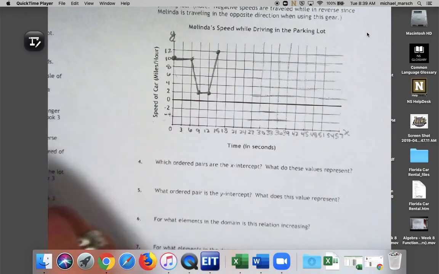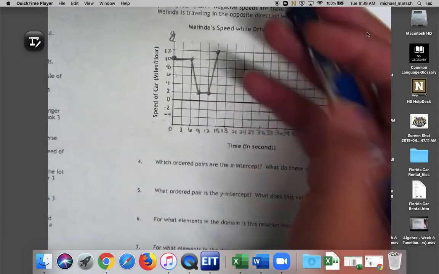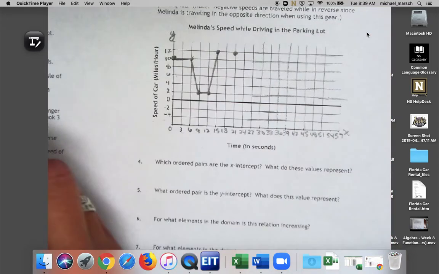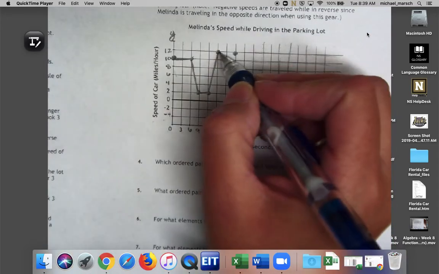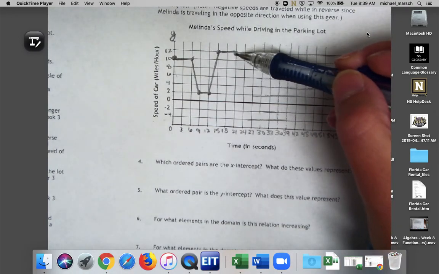Hold on a second. She spent the next 3 seconds... Oh, stayed at this speed for 6 more seconds. Okay, so really quick, back up here where she was cruising through the lot, she stayed at that speed for another 6 seconds. So let's go ahead and add that in. So now we're at over to 21 up to 12.